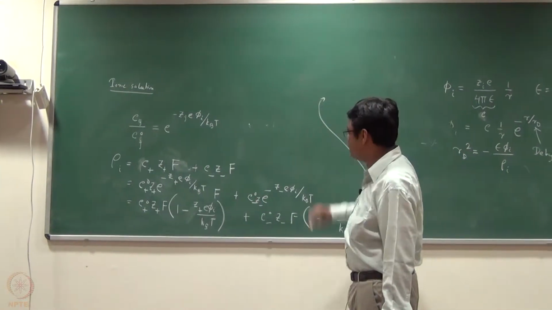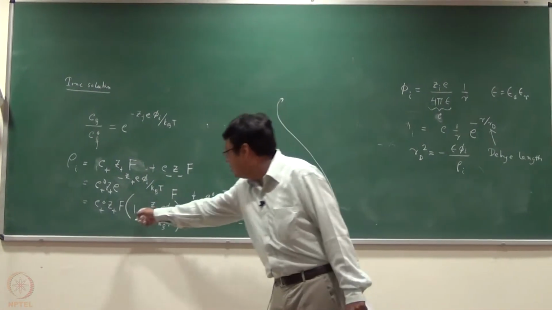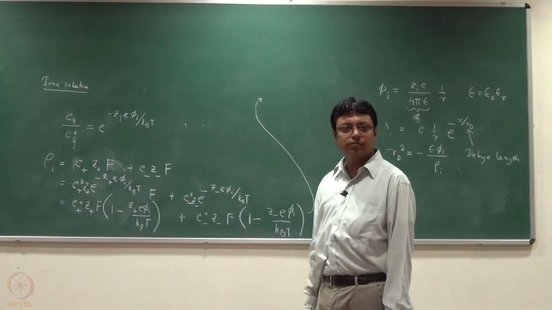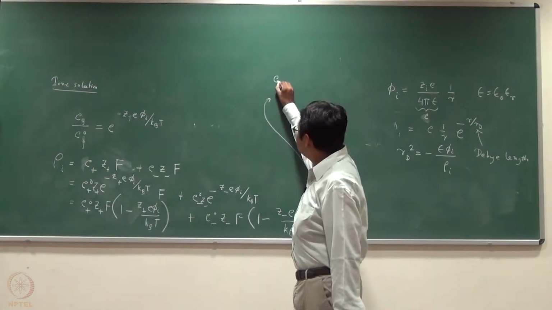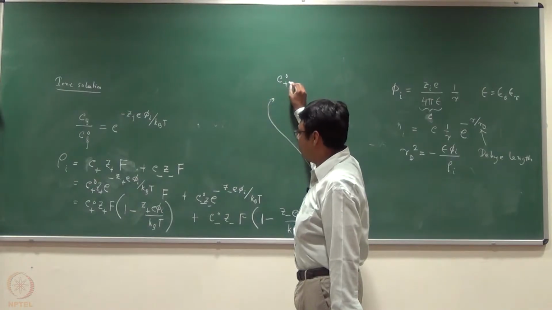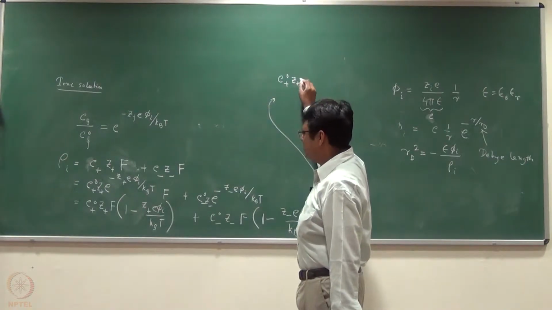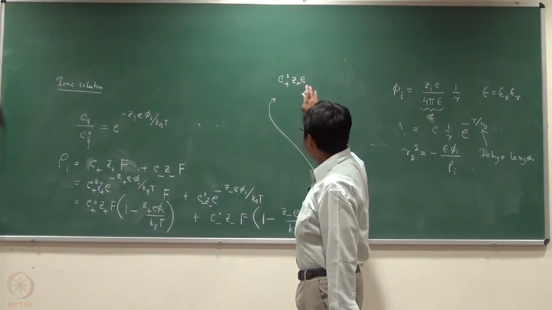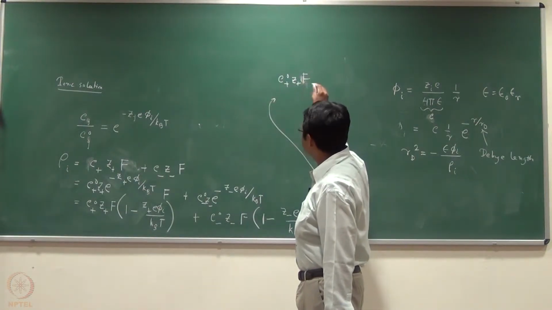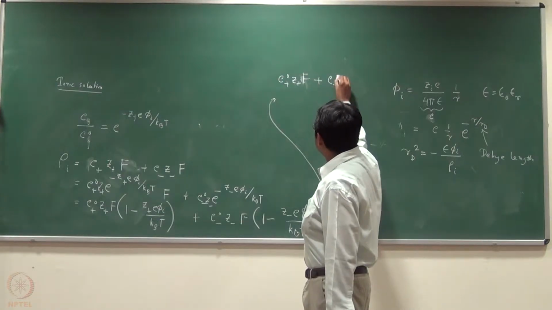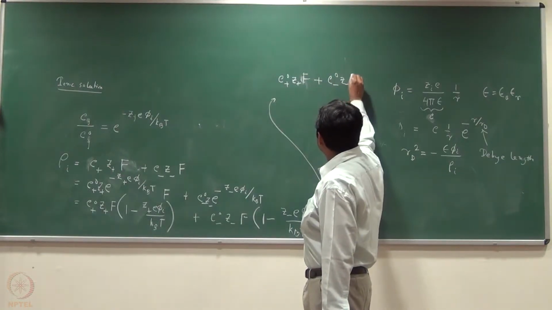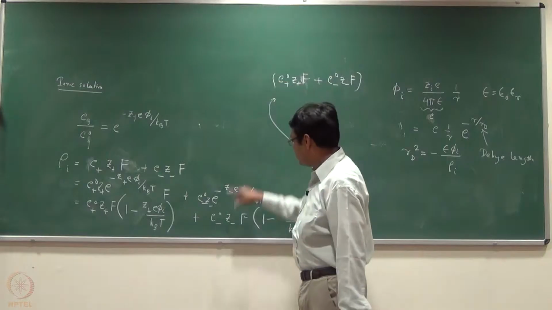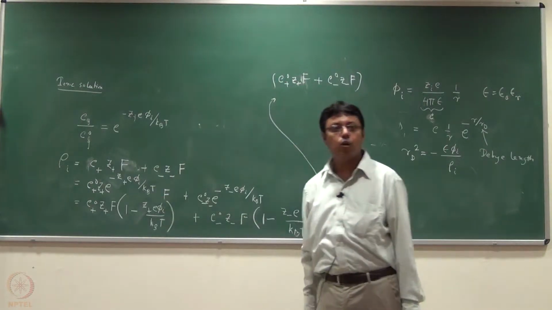Alright, so let me just write it. This term and this term, let us first write here. c plus 0, z plus, there was e. Sorry, not e. e and a already got cancelled. Okay, and then I have c minus 0, z minus a. This is basically the addition of this term and that term.